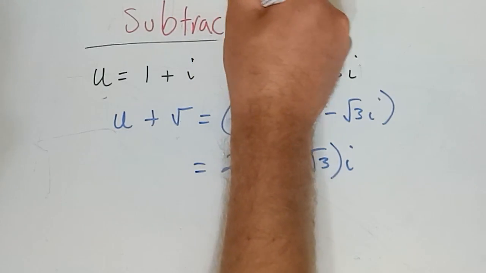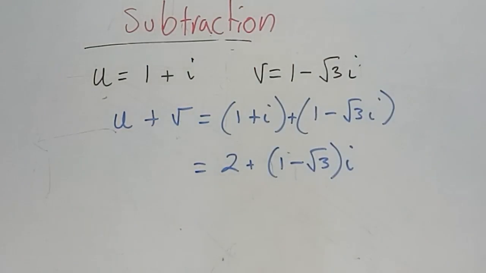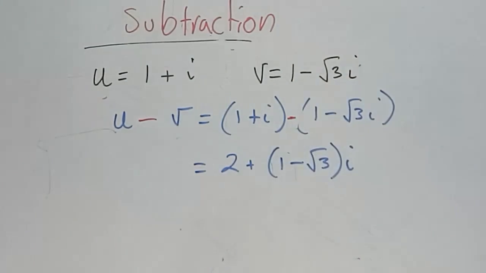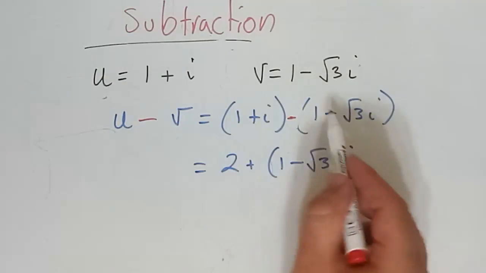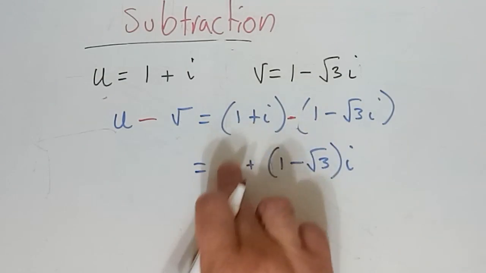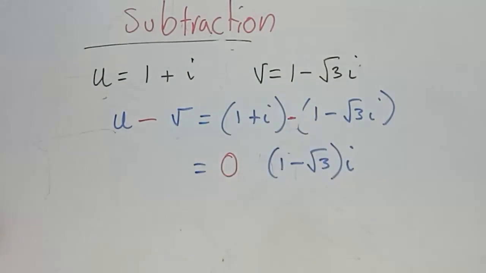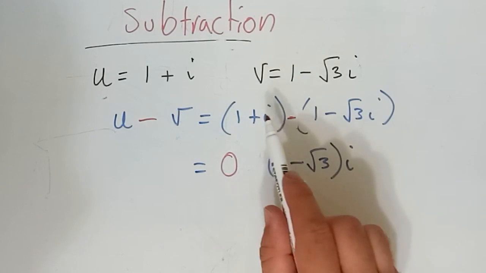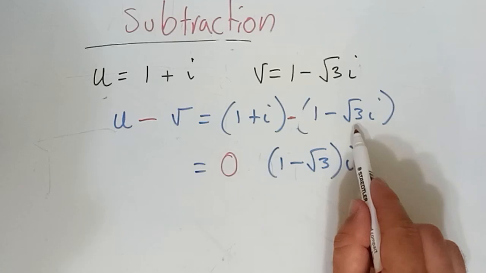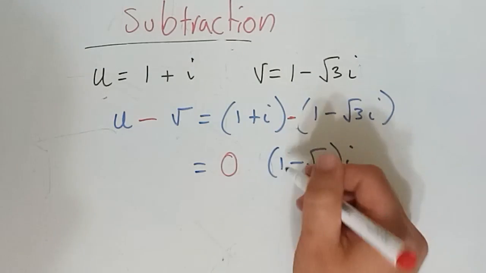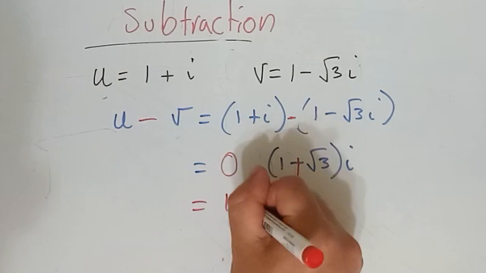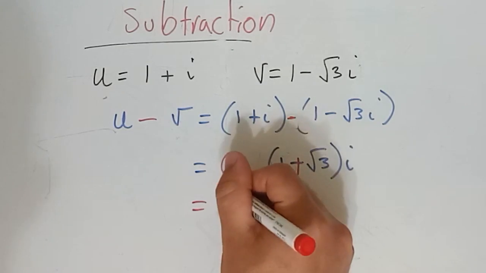Let's do subtraction. What do we get? Well, I'm going to go u minus v. So I'm going to change that to a minus. How does this change? I change this to a minus. Okay, so I end up with 1 minus 1. So the real parts disappear because 1 minus 1 is 0. So the real parts are gone. What have I got left? I've got 1 minus minus root 3. So 1 plus root 3i. So my answer is just 1 plus root 3i.